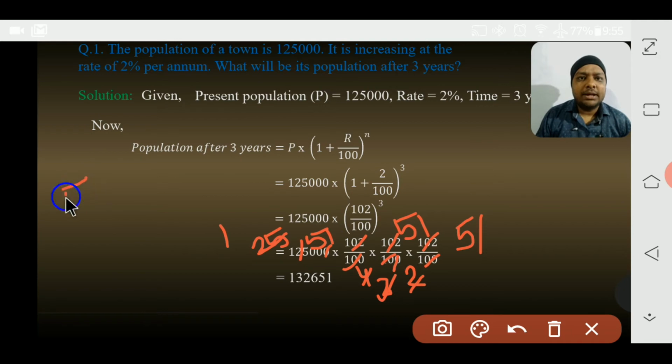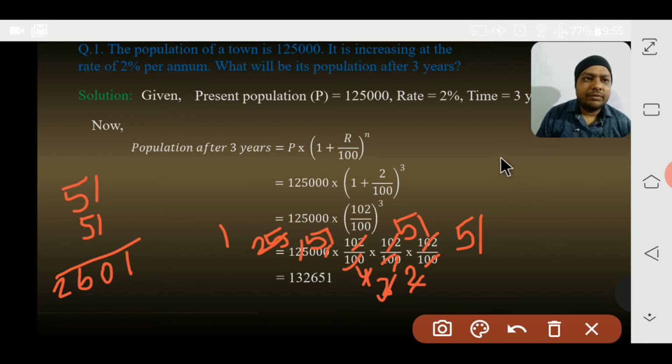Let's multiply it and then we will check whether our answer is correct or not. So 51 into 51: 1 times 1 is 1, 5 times 1 is 5, 5 times 1 is 5, 10, 0, carry 1, 5 times 5 is 25, 26, so 2601. Now we have to multiply 2601 by 51 again. So 2601 into 51.